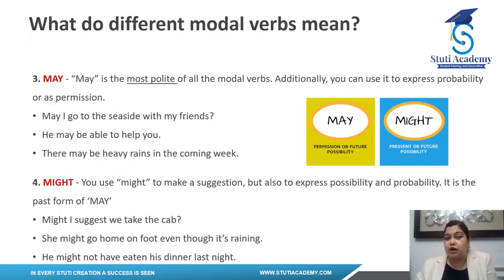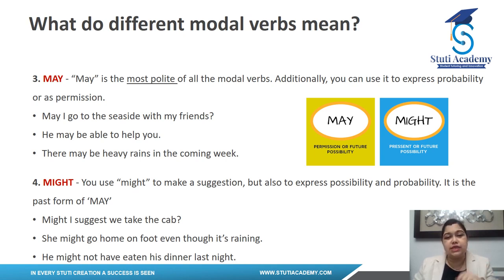Now the next one here we have is may. May is the most polite verb. Okay, it is the most polite modal verb. Additionally, it will also express probability or asking permission. So let's look at these examples here. What are these examples doing?